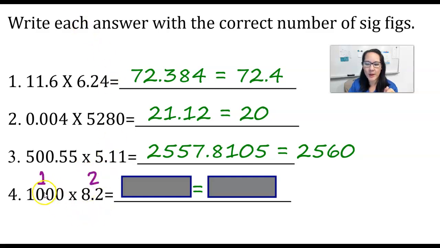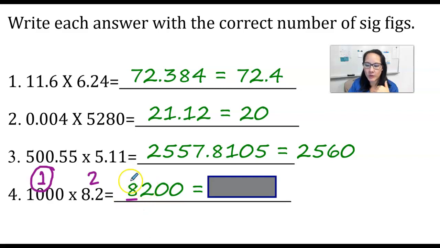This number has 1 significant figure, and this number has 2 significant figures. So when you multiply 1,000 times 8.2, you get 8,200. However, this is our least number of sig figs, so we can only have 1 sig fig in our answer. That's going to be the 8. The 2 is followed by a 2, so it's going to stay an 8.